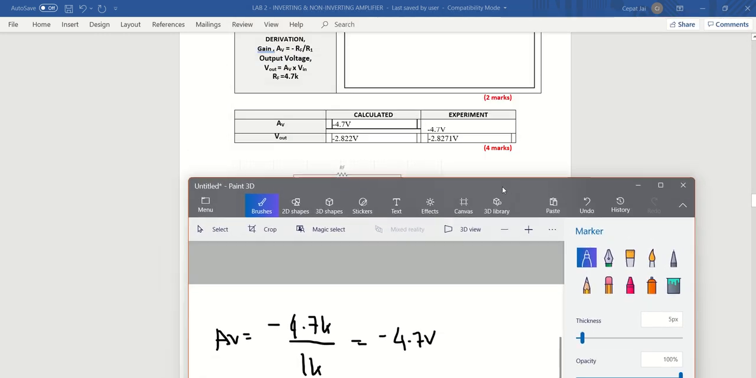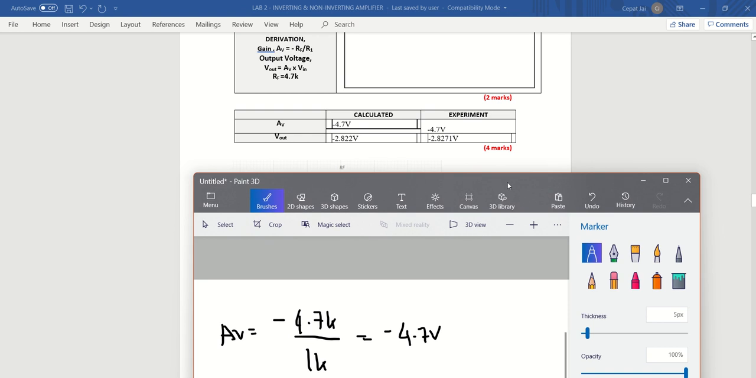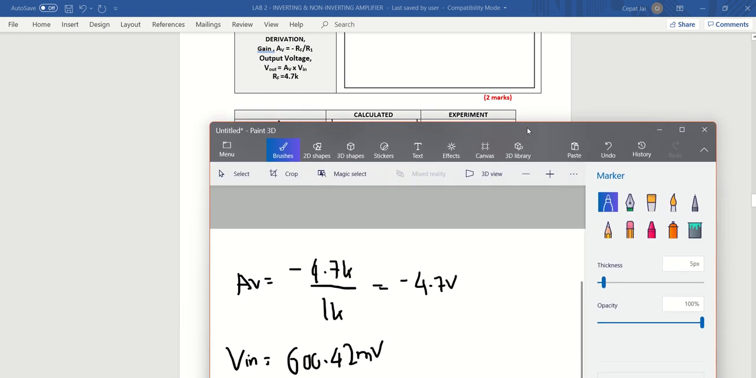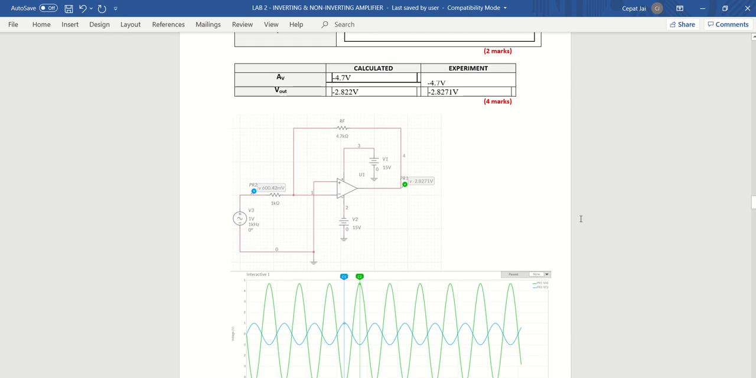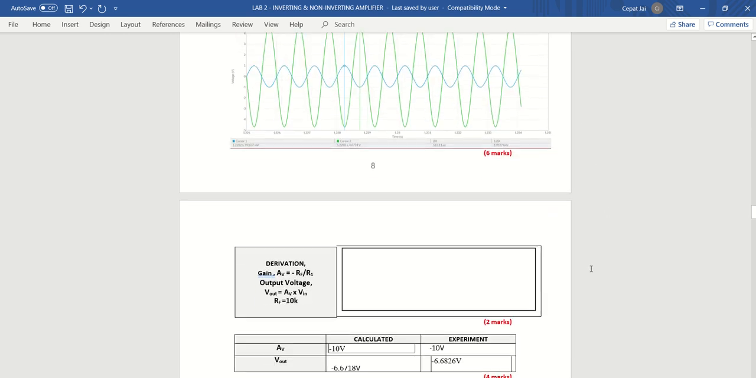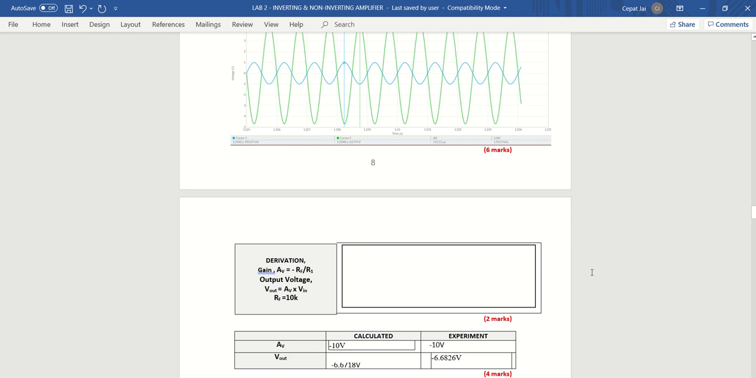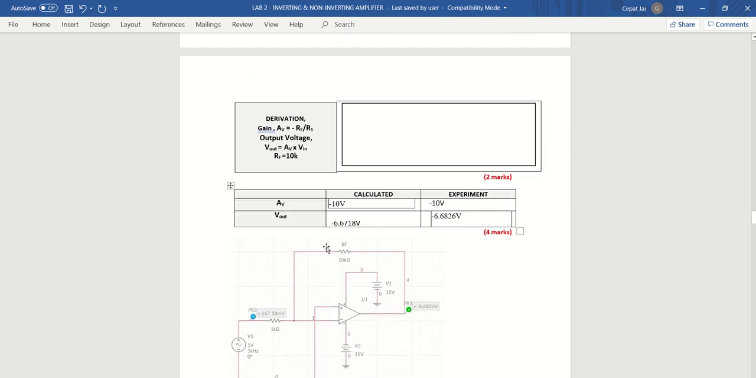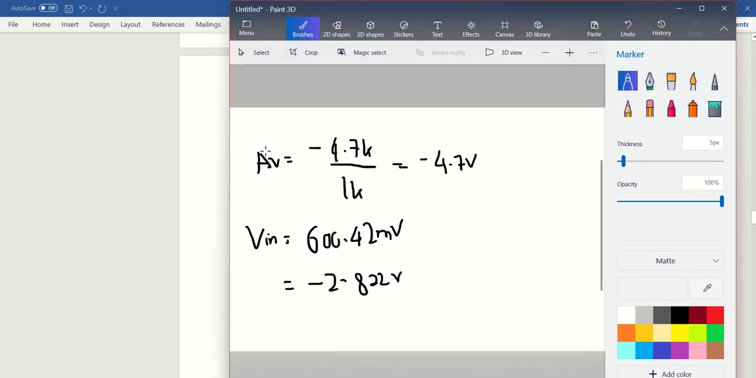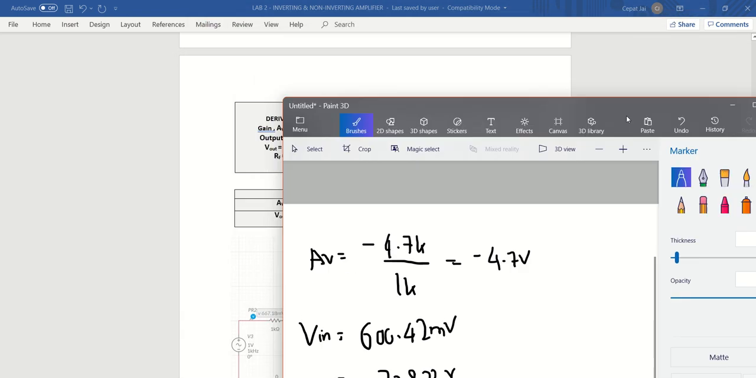From the circuit, I get negative 2.8271 volt. So it's accurate. Next, the circuit is still the same under the inverting op amp, but I change the RF. RF is equal to 10 kilohm. So how I get the value is like how I show in this calculation.